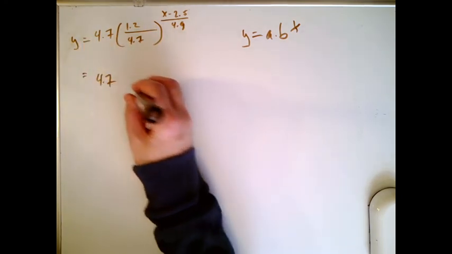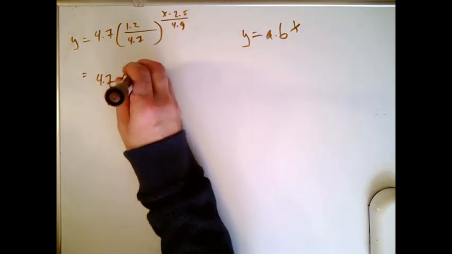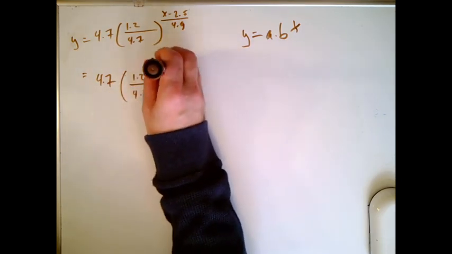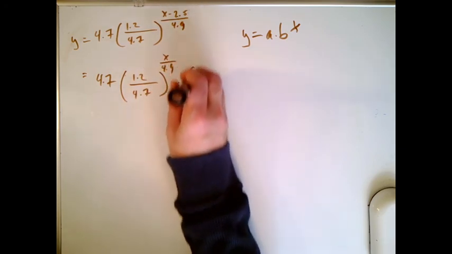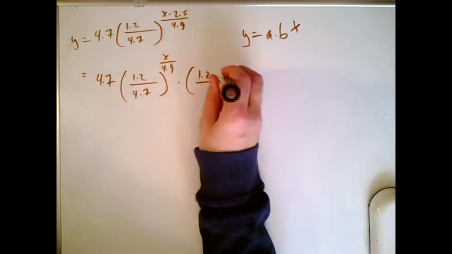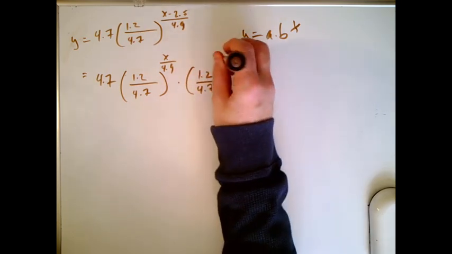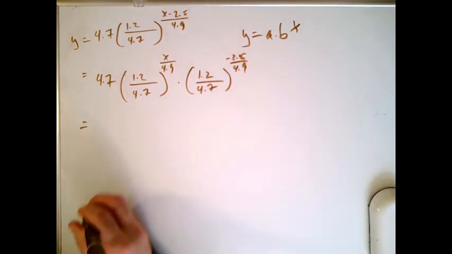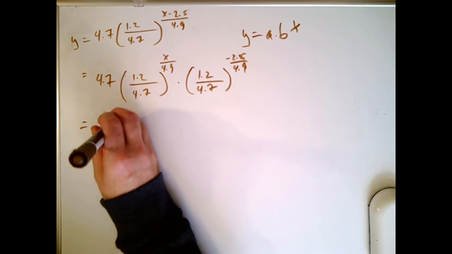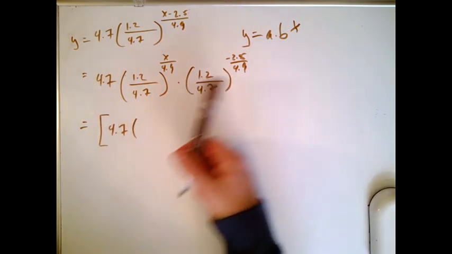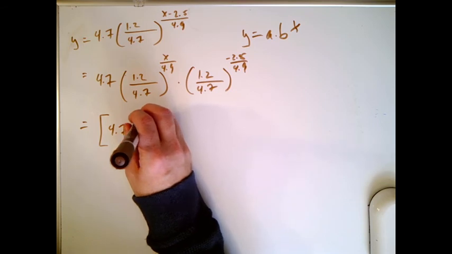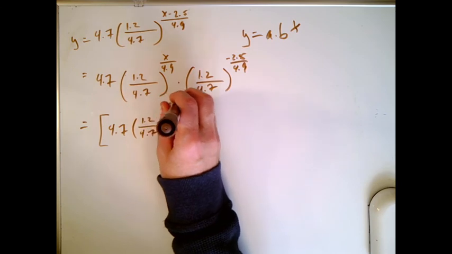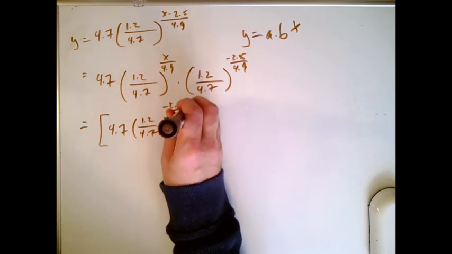I'm going to rewrite this as, let's see here, I want 1.2 to the 4.7 to the x over 4.9 times that same base, 1.2 over 4.7 to the minus 2.5 over 4.9. I'm going to collect my constants. So there's 4.7, and this last thing over here doesn't have any x's in it at all. You might not like the look of it, but there's no x's in it. That makes it a constant. And I get minus 2.5 over 4.9.